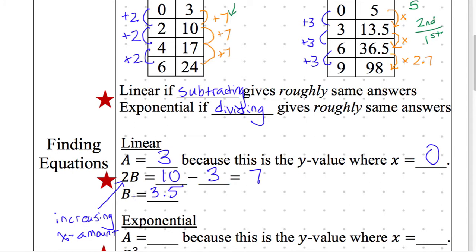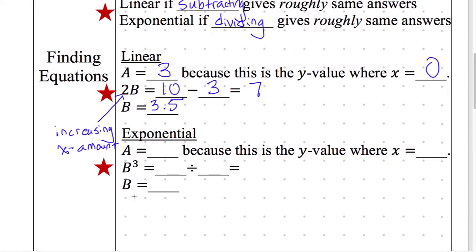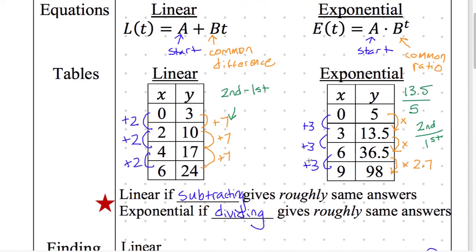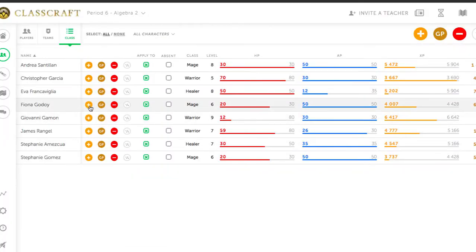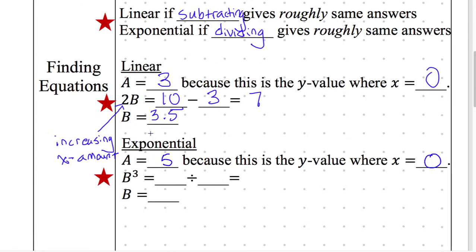This changes a little bit when I talk about an exponential function. All right, what is my start value for my exponential function? What is a? Fiona. It is indeed 5. And why? That's where x is 0. It's the y value where x is 0. Thank you, Fiona. It's the same thing for a linear function, so it's pretty easy. This next part is going to be a little bit different.